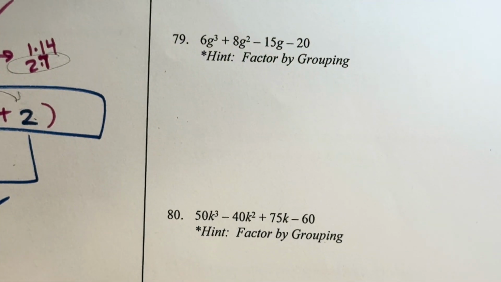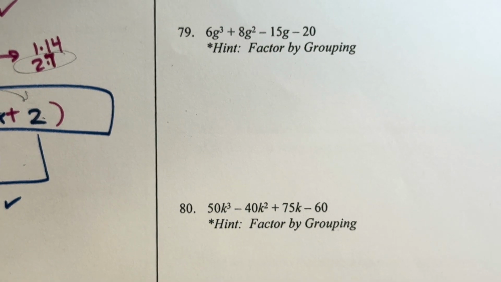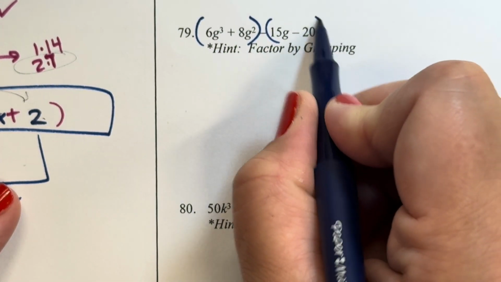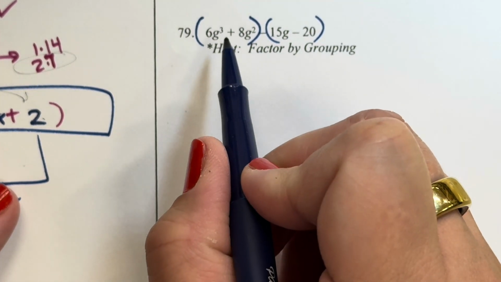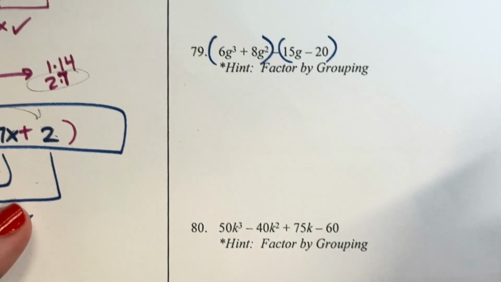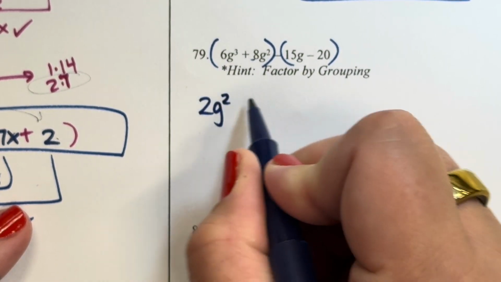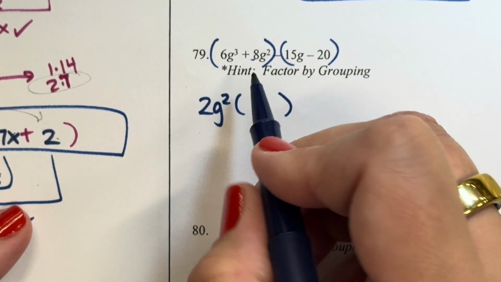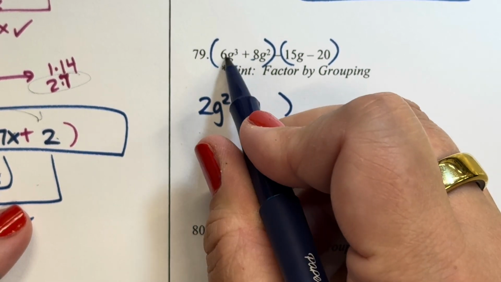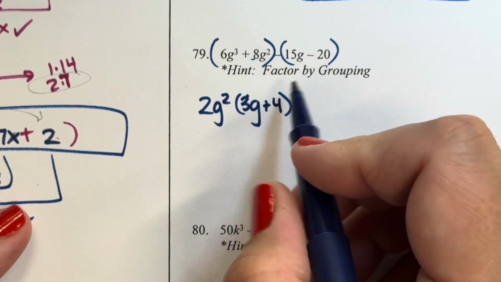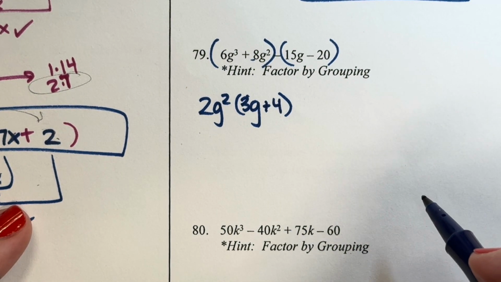Factor by grouping is something that we did not do in class, so it's okay if you skip 79 and 80. Miss C's class did this, but if you group the first set and the last set, then we're looking for greatest common factors among these groups. So in this first one, the greatest common factor is 2g squared, and so then 2g squared times 3g is 6g to the third. 2g squared times positive 4 is positive 8g squared.